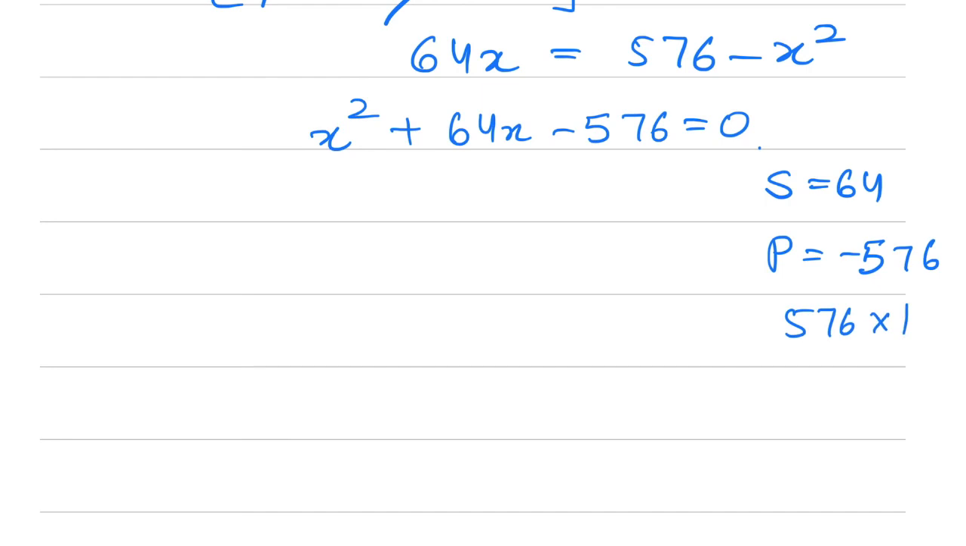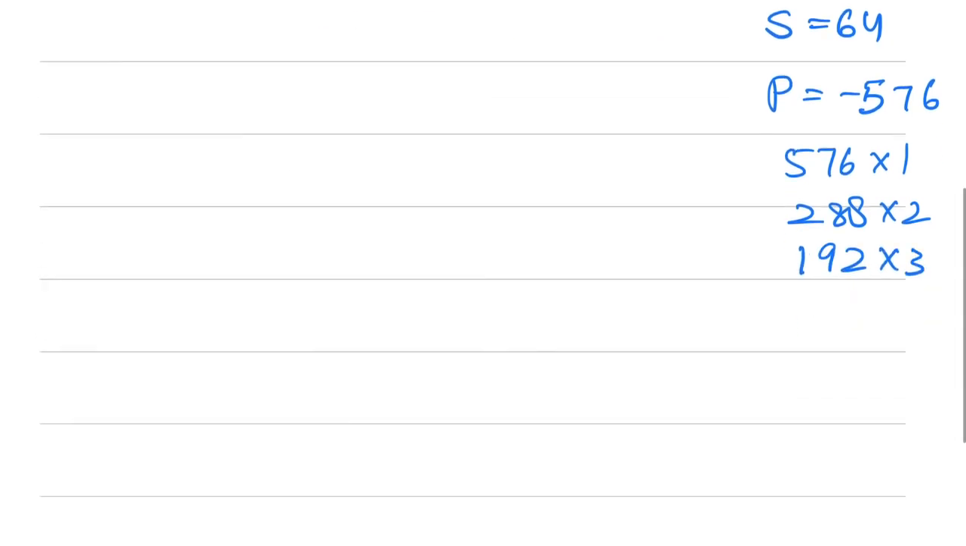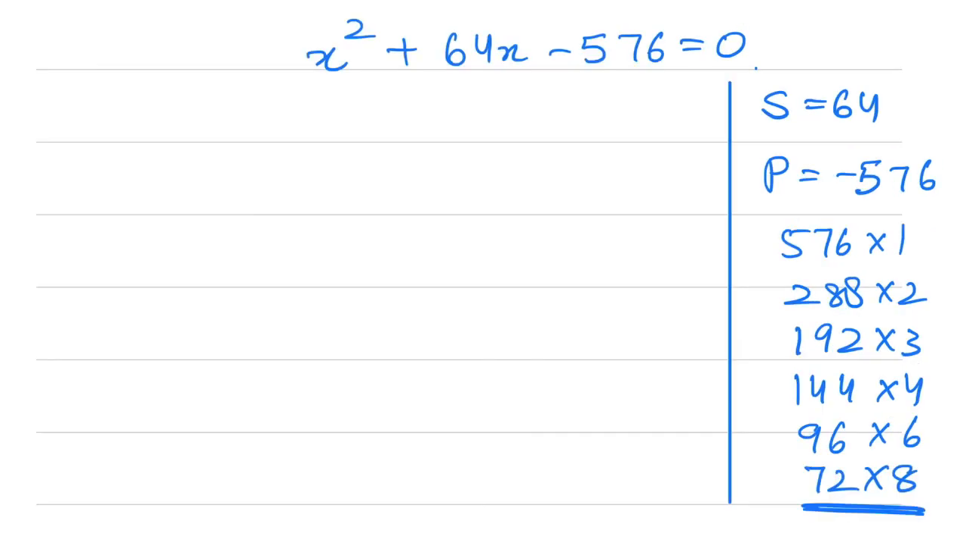576, 288 into 2 times, and 3 is 192, and 2. Then we have 4 times, and so 4 will be 144 into 4. Then 5 and 6, so 6 times 96 and 7, 8 times 72. We can take plus 72 and minus 8. So let's spread the middle term.